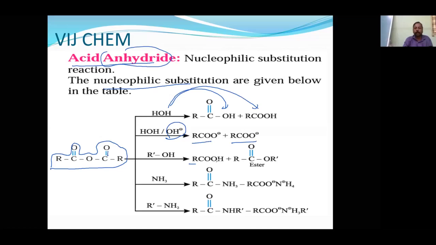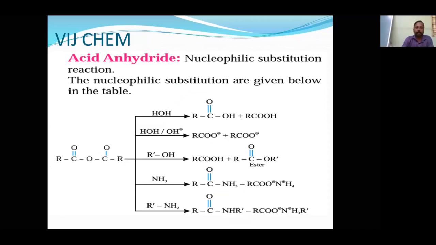If we are heating it with the alcohol, then carboxylic acid will be produced and ester will be produced. What will be produced? Ester. And in the presence of ammonia, ammonium carboxylate. What is the answer? Ammonium carboxylate. If it is a primary, I mean secondary amine, then the same pattern follows. This starting part we have already studied. Up to here I think it is clear now. Now let's see the next slide.